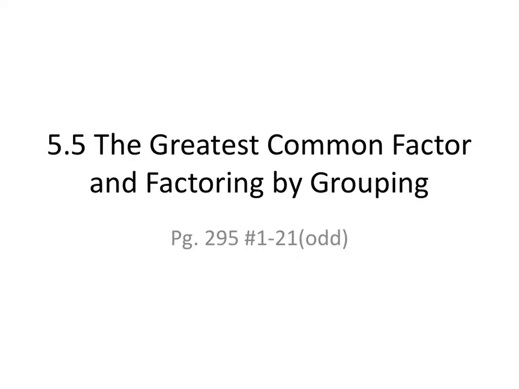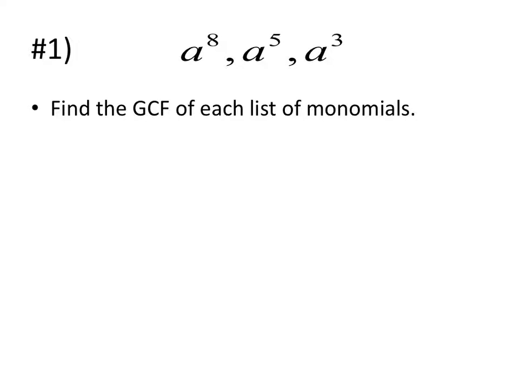All right, this is the video for section 5.5, which is your homework, page 295, 2 to 22 even. I'm doing 1 to 21 odd. All right, so find the GCF of each of the list of monomials.